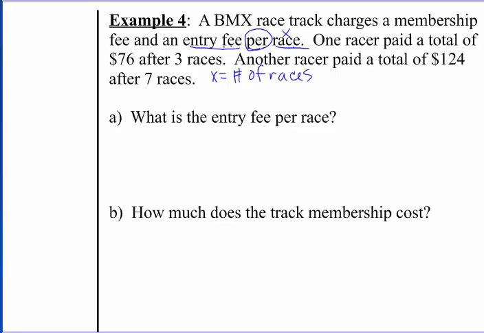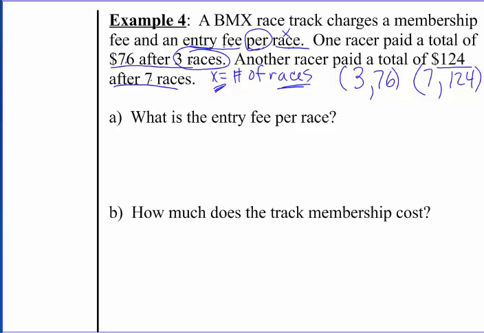Now that's going to be helpful to set up our ordered pairs. We have information: $76 for 3 races, $124 for 7 races. So you can set up an ordered pair. Remember, X is the number of races. So 3 races equals $76, and 7 races is $124. So we are able to use this information and set up 2 ordered pairs. Now we can use that to help us answer some of our other questions.